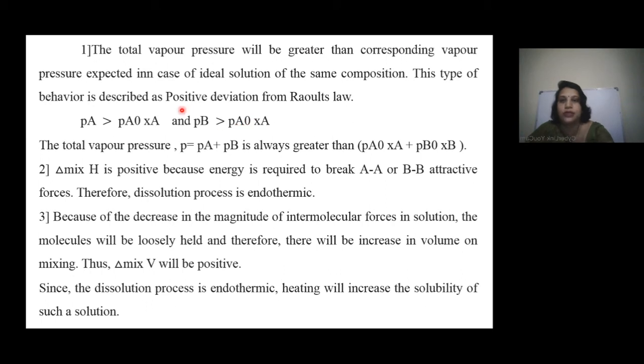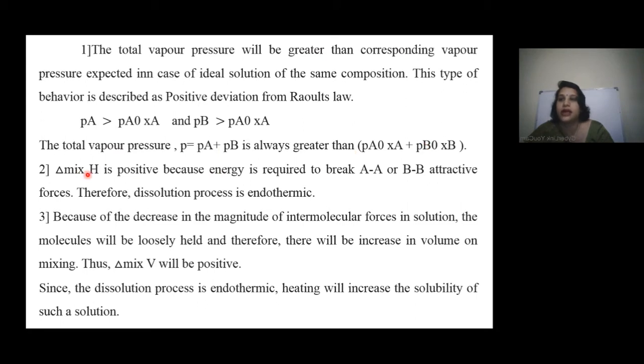It is possible that the total vapor pressure is greater than the corresponding pressure. So they show positive deviation. That means PA is not equal to this, but PA is slightly greater than this. PB is also greater than this. So total pressure is always greater than this.